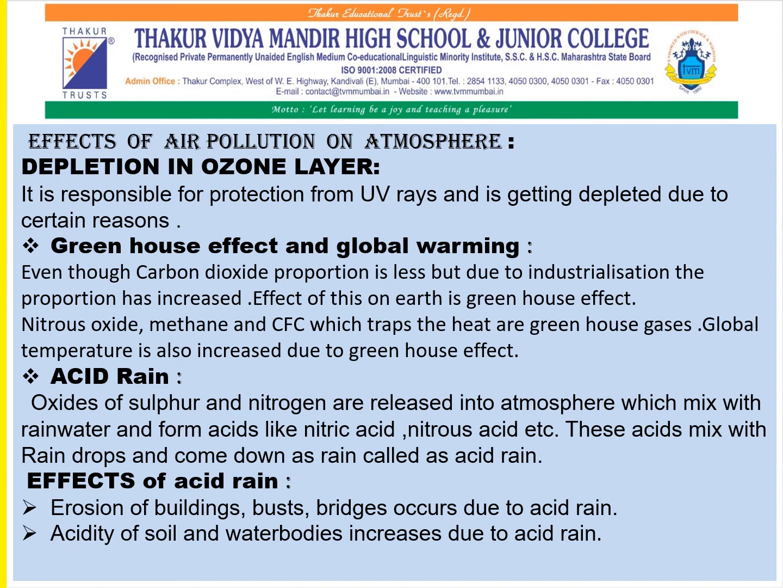Now, coming to the effects of the acid rain. First effect is that the erosion of the buildings, bridges, historical monuments occurs due to acid rain. Then acidity of the soil and the water bodies also increases due to acid rain, and it is going to have an adverse effect on the aquatic organisms, plants and the entire forest life.